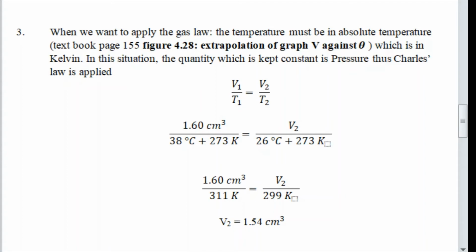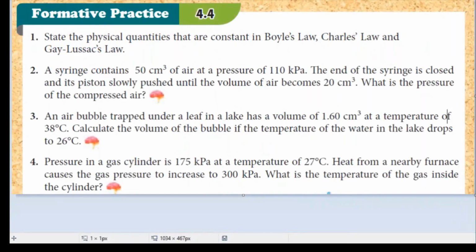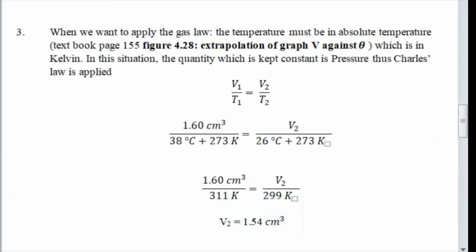Now, if you look at the question, the air bubble trapped under the leaf has a volume of 1.6 when the temperature is 38 degrees Celsius. Now, when the temperature drops, the volume drops too, isn't it? Because the temperature is directly proportional to volume.